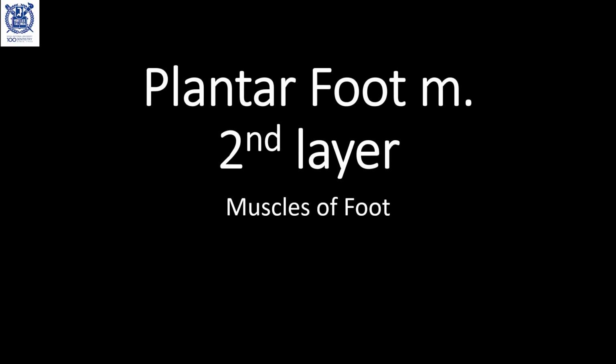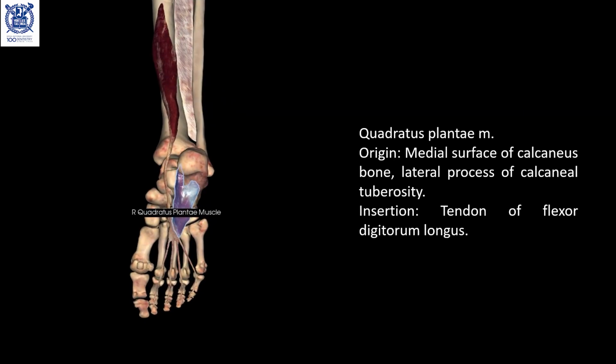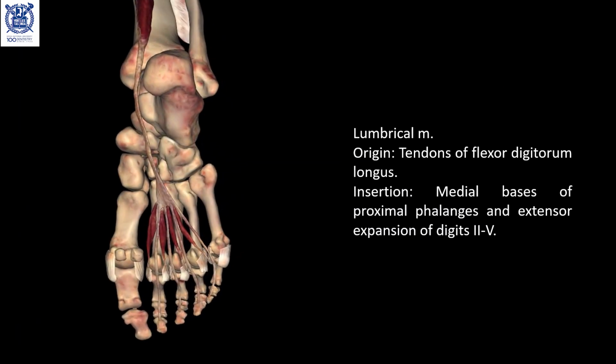Going on to second layer, quadratus plantae. Origin: medial surface of calcaneus bone and lateral process of calcaneal tuberosity. Insertion: tendon of flexor digitorum longus. Lumbrical muscle or lumbricalis. Origin: tendons of flexor digitorum longus. Insertion: medial base of proximal phalanges and extensor expansion of the 2nd to 5th digits.